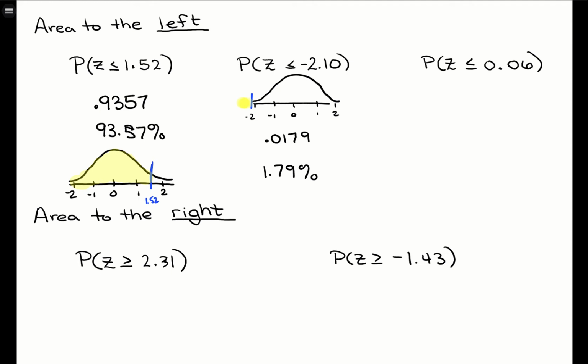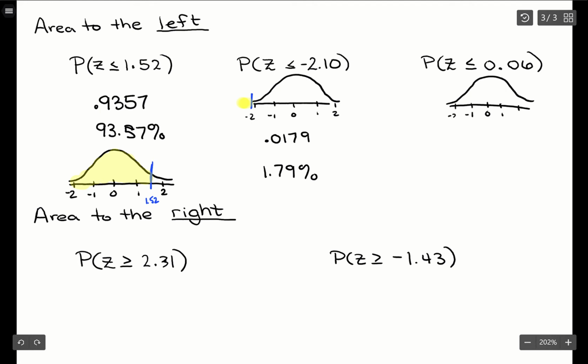All right, and then this last one for area to the left. Again, if I just think about my picture first real quick, my z-score is actually very close to 0, and then I want the area to the left. So I'm starting pretty close there, and then I want this area to the left. So in terms of an estimate, I kind of expect to be close to 50% here. That's looking pretty close to half of that bell-shaped curve.